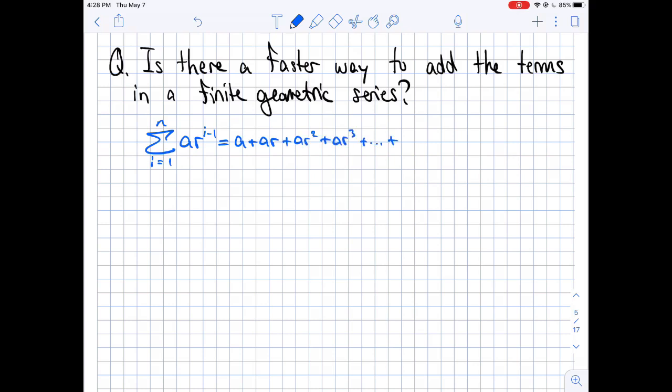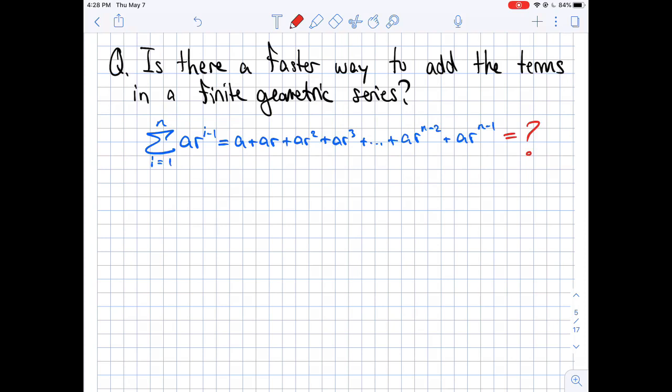I keep adding these up. Let's actually put the last 2 terms in this time. So I know that the very last term would be a times r to the power of n minus 1, and the second last term would be a times r to the power of n minus 2. So our question is, what is this summation going to be equal to? Okay, and we're going to develop here a very nice formula.